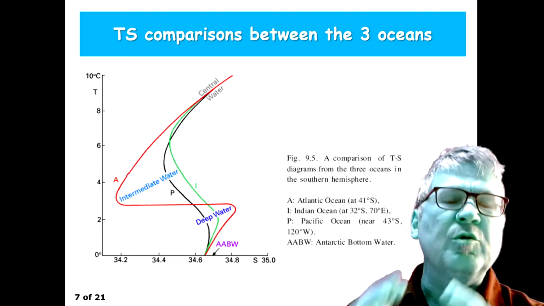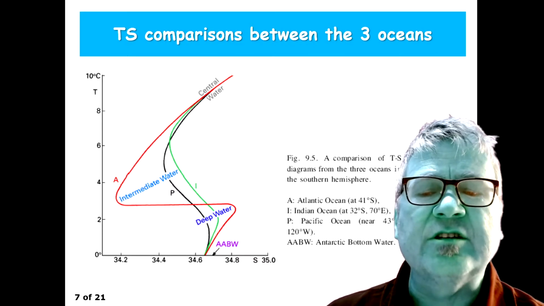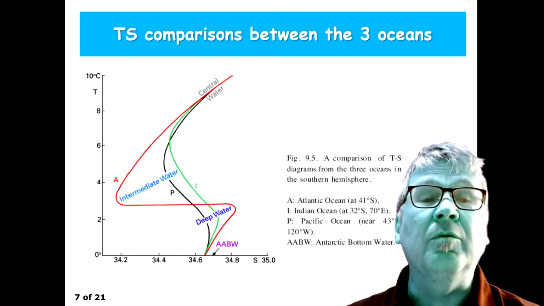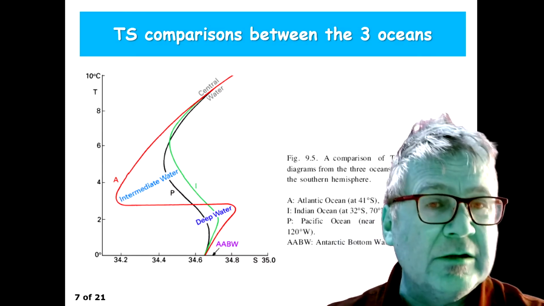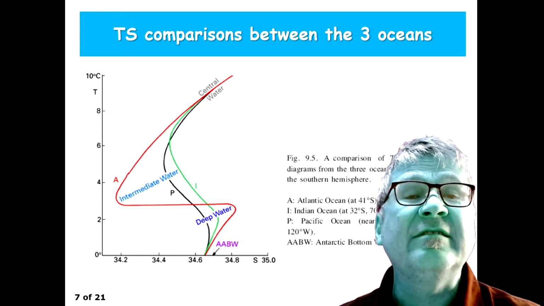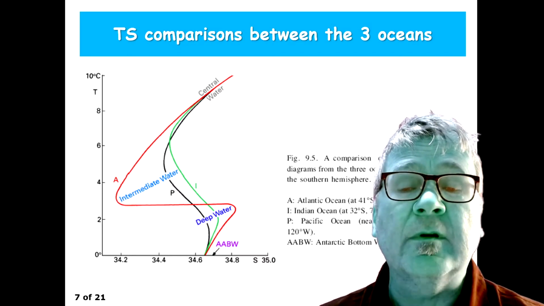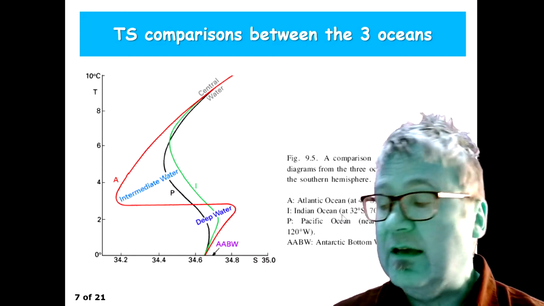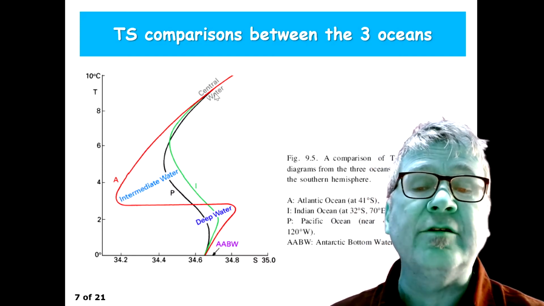So let's just assume that you have now measured temperature and salinity structure in the three oceans. Okay, so you went with a marine vessel, or you paddled with your grandma. You took a CTD and you measured temperature and salinity to the seafloor. In the Atlantic Ocean, called A in this diagram, it's the red curve.